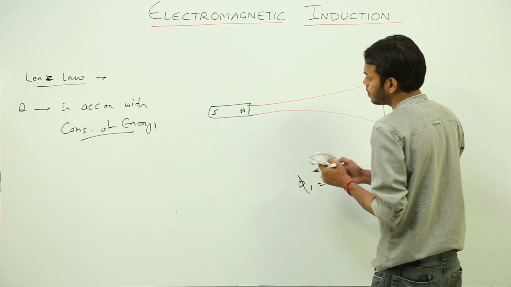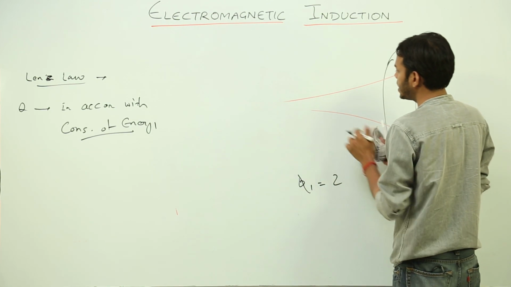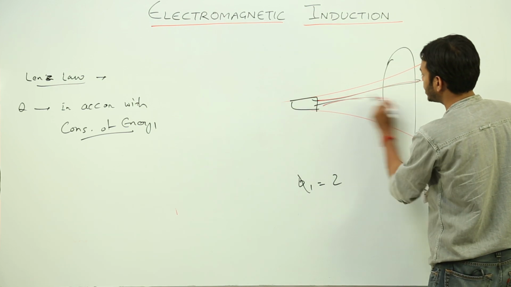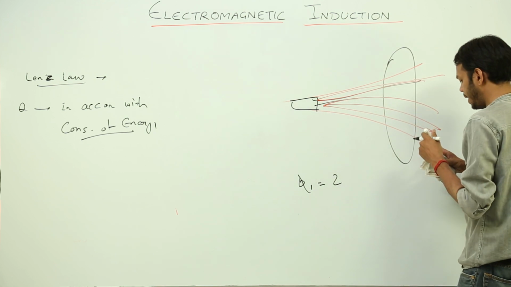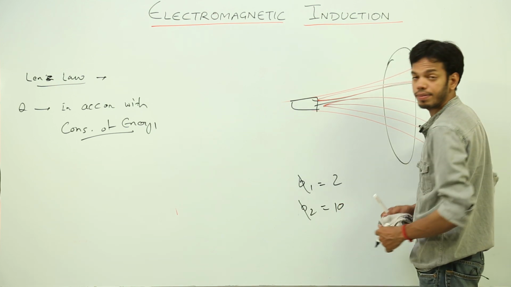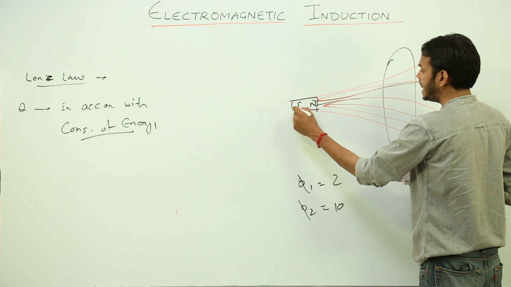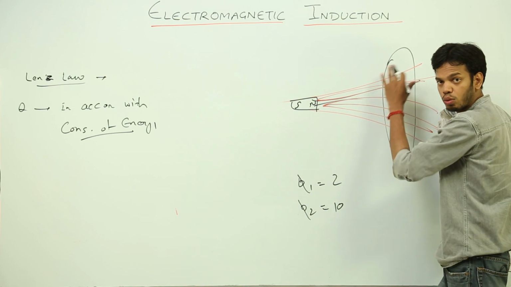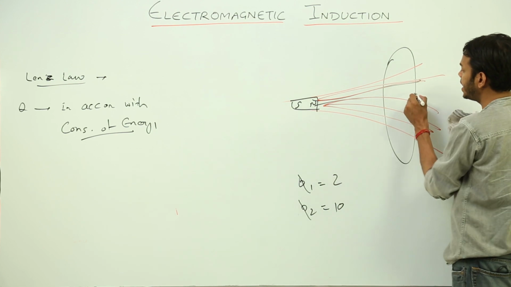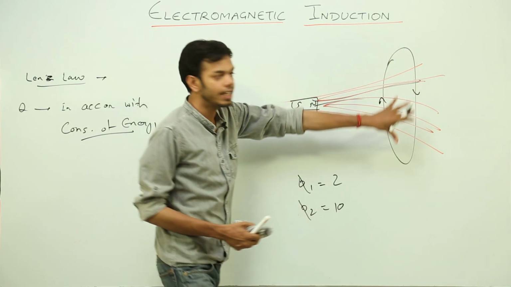Now I have brought this magnet closer like this, and now my magnet is this much near, and this time the number of magnetic lines of force which is passing through the loop, let it be 10. Flux is 10, right? What has happened till now? Only the number of lines passing through this loop has changed, and due to this there is a flow of current in this loop.